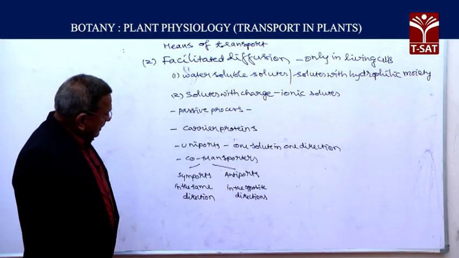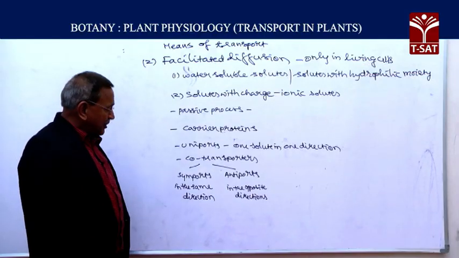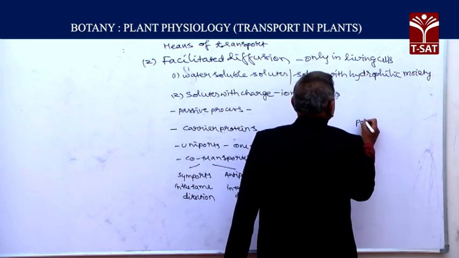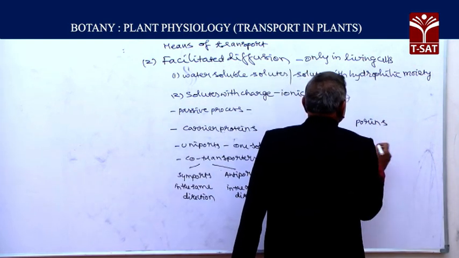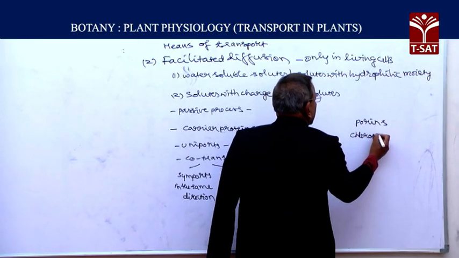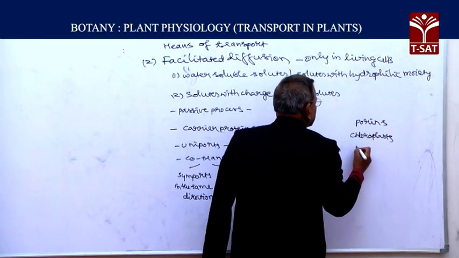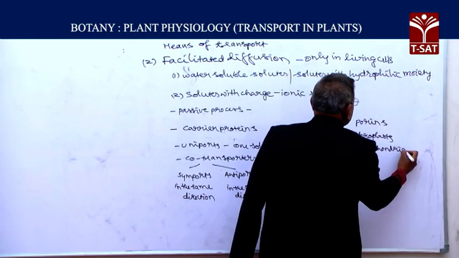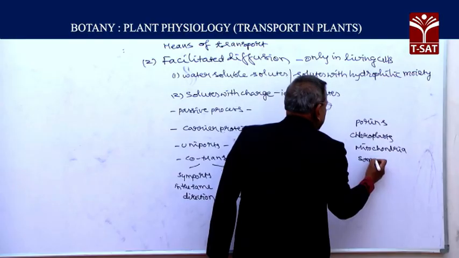And another kind of carrier proteins also there, and they are called porins. These porins are seen in outer membranes of chloroplast, mitochondria, and in some bacteria.